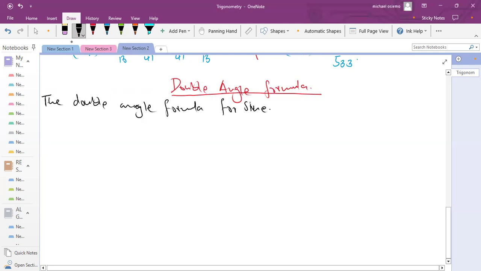Now, we already know the compound angle formula. When you speak about the double angle formula, it means an acute angle multiplied by 2. It is twice the acute angle. In this case, suppose we have the compound angle formula for sine(A plus B). We have said it is equal to sine A cos B plus sine B cos A.